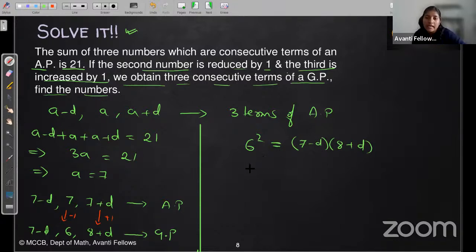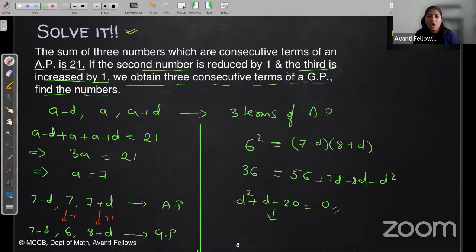Now 6 square is nothing but 36. So it is equal to, just multiply this. What are you going to get? 56 plus 7D minus 8D minus D square. If you take all the terms to the other side, you will get D square plus D minus 20 equal to 0. Just solve this and you will get the values of D.